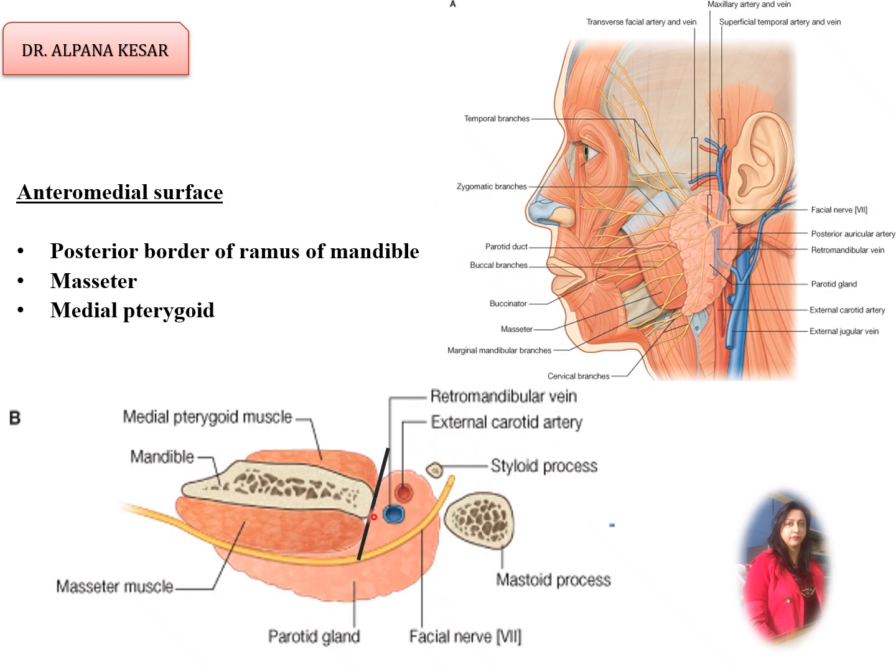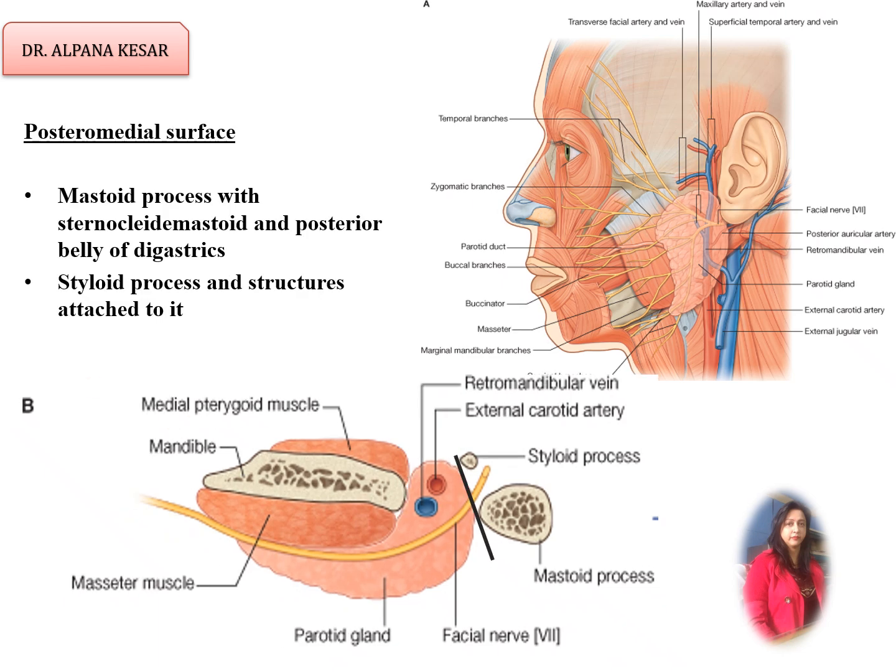This is the anteromedial surface of the parotid gland, which is related to ramus of the mandible, masseter muscle, and medial pterygoid muscle. This is the posteromedial surface of the parotid gland, which is related 1. to the mastoid process with the muscles attached to the mastoid process, namely sternocleidomastoid and posterior belly of digastric. 2. It is related to the styloid process with all the attachments of the styloid process.